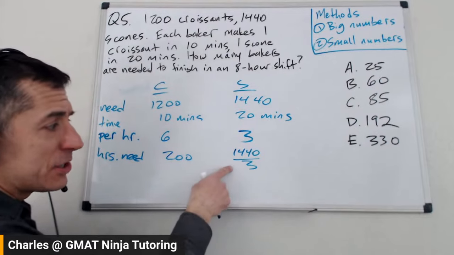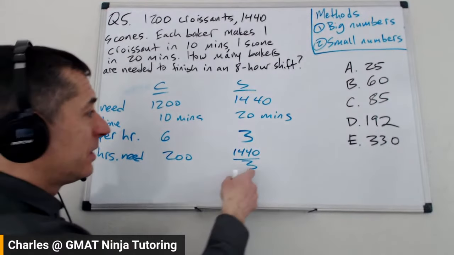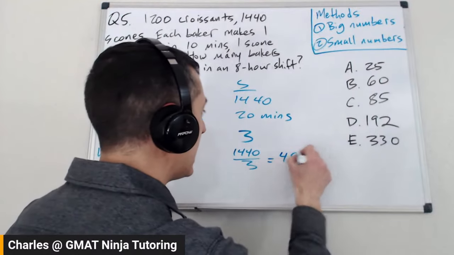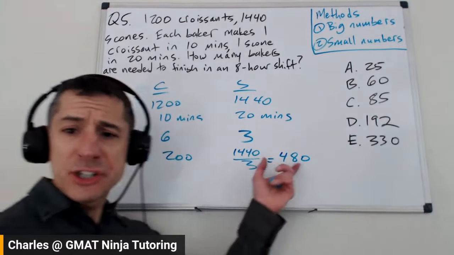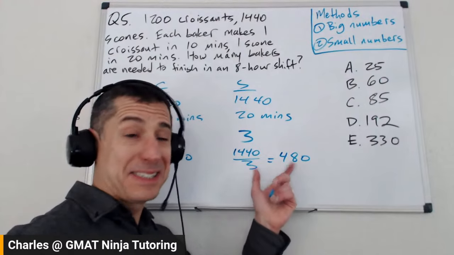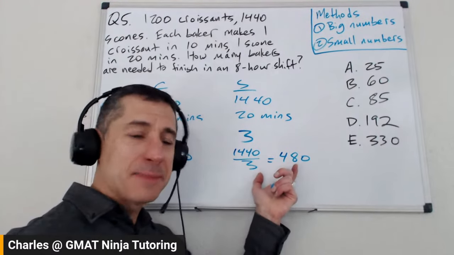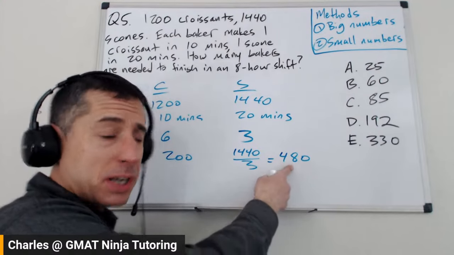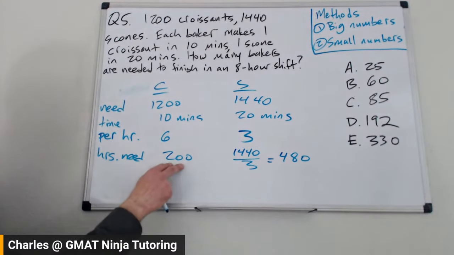I can go and do the long division here if I need to, divide it out. 3 into 14, I get 4. Into the 240, I get 480 here. And again, I'm always checking, 3 seconds, not 3 minutes. How can I look at this? Make sure it's in the right ballpark. Yeah, 1,500 divided by 3 gives me 500. I'm in the right ballpark. Life is good. So I need 200 hours to make the croissants.